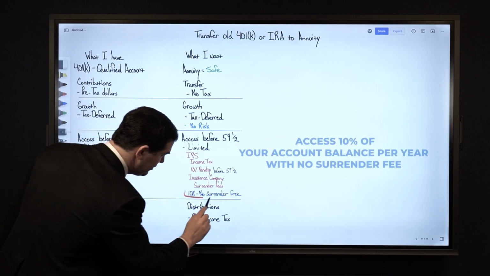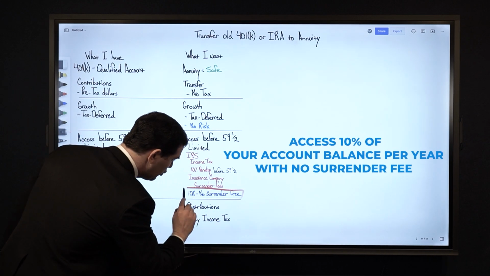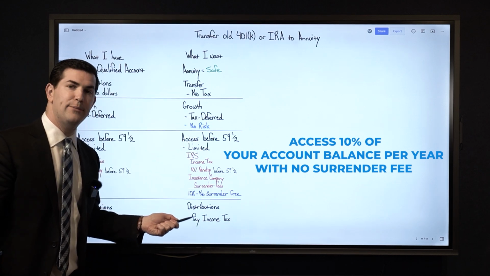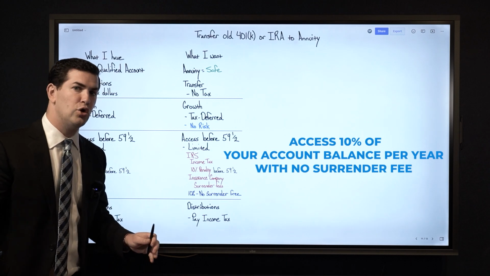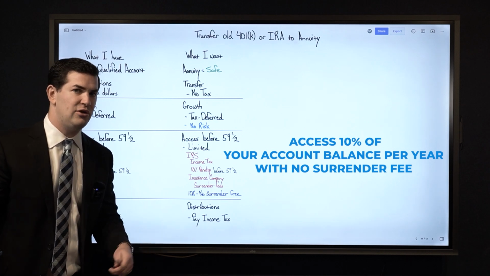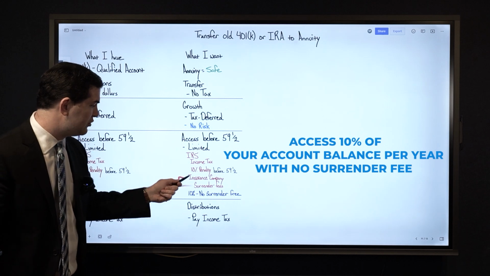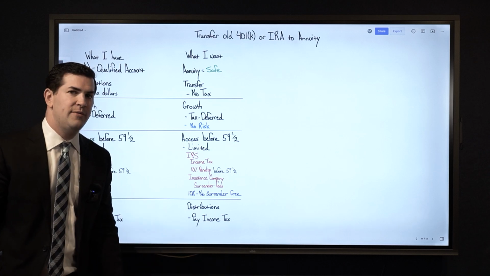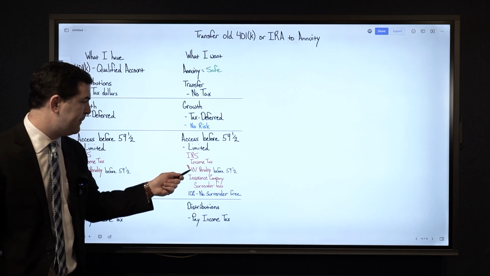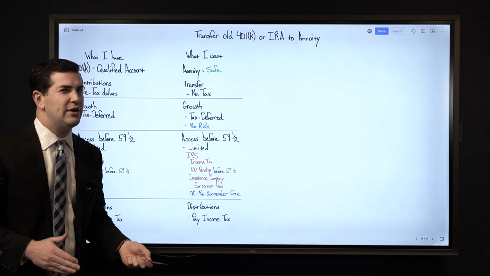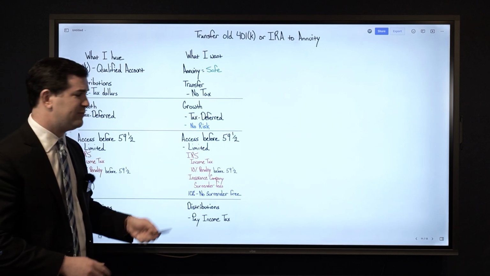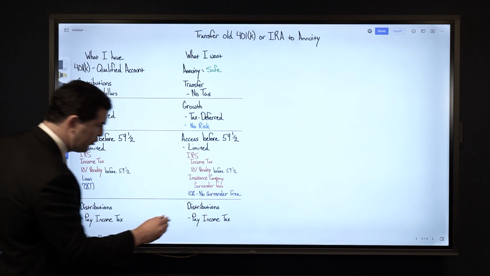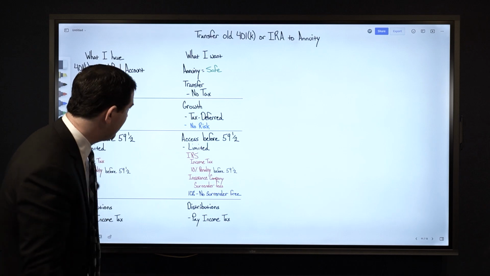And then down here, we do see if we really need or want to access some money, the insurance company will typically allow us to access up to 10% of whatever the account balance is per year without getting hit with any surrender fees. Now, those are surrender fees from the insurance company. If I take this 10% withdrawal before the age of 59 and a half, I'm still likely going to be hit with that 10% penalty from the IRS. So I just want to have awareness on these options that are available with any of these products. And then distributions from an annuity work the same as they do with a 401k, where I have to pay ordinary income tax on it.